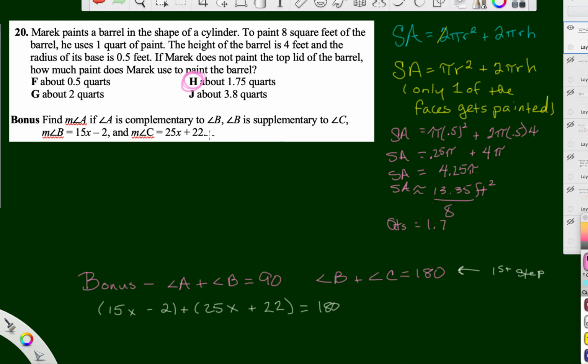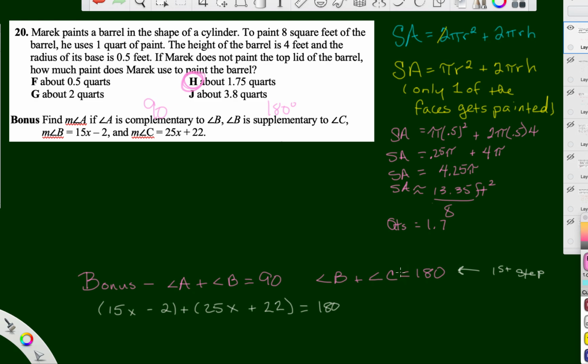What we need to know is what x is, right? We need to find x first, and then we need to find B, right? Once we find out what B is equal to, then we can find out what A is, because A and B add up to 90. So this is 90, and this is 180. And what I did was I wrote out the formulas here. A plus B equals 90, B plus C equals 180.